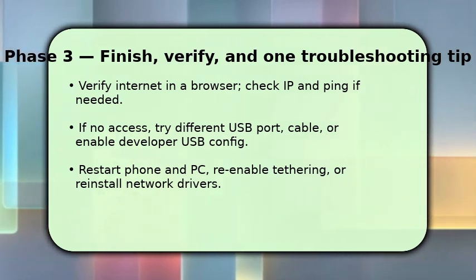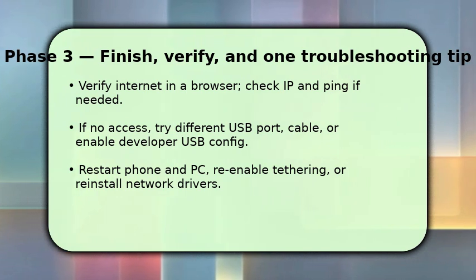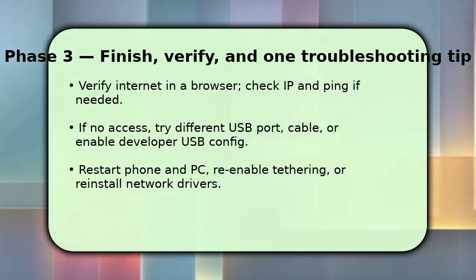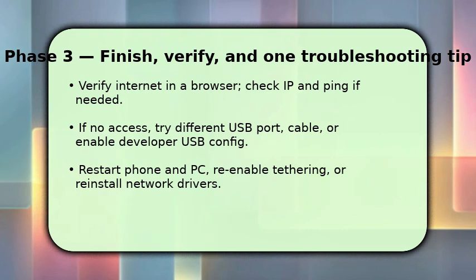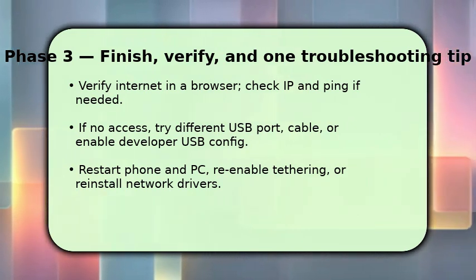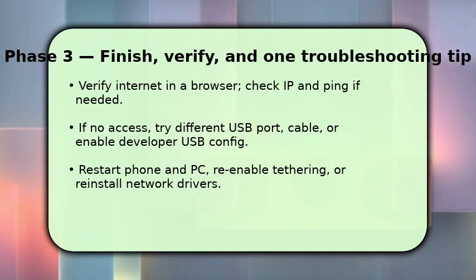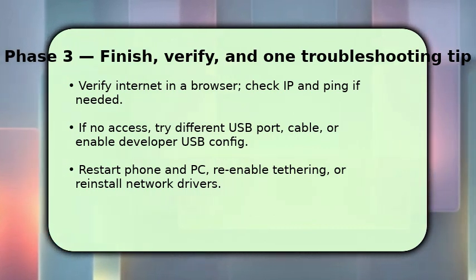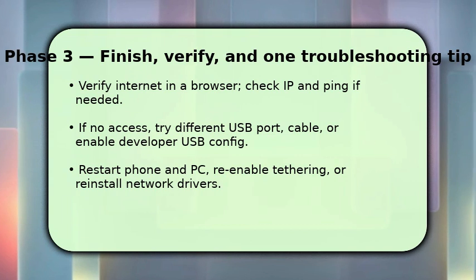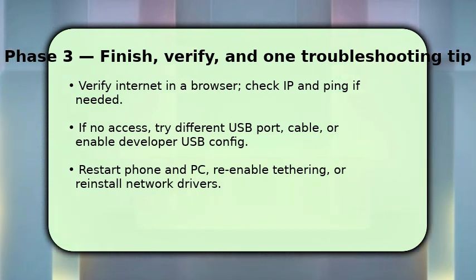Try another USB port or a known data cable and toggle USB tethering off and on. Once done, restart both devices if drivers seem stuck, and reinstall the PC's network drivers only if necessary. One key troubleshooting tip: if the phone shows connected but no data, toggle airplane mode for 10 seconds to reset the radio.